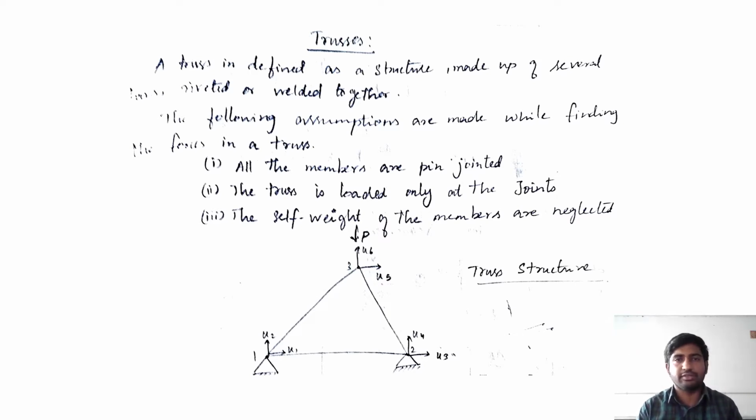A truss structure is defined as the structure made up of several bars connected or welded together. Several bars are connected together to form the truss-like structure. Here you can see the truss structure. Here this truss is having three elements and three nodes. So this is element 1, in between node 1 and 2. In between node 2 and 3 is element 2. And in between 1 and 3, this is element 3.